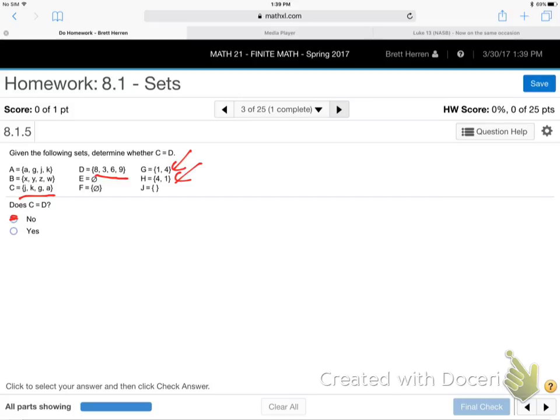So no. What about E and F? Oh, they're being tricky. Bracket. Technically, that's different. Whenever you got something and then the thing with a set around it, that's different. What about J and F?